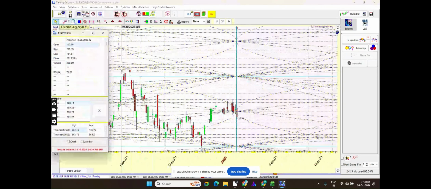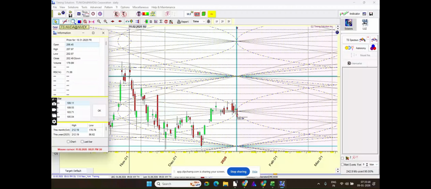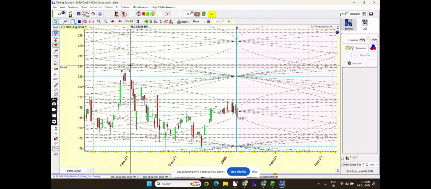So this was at 212.19, and this was 207.97. This was on 31/10/2025, and this was on 28/2025. So we can see that it got resisted on this angle.